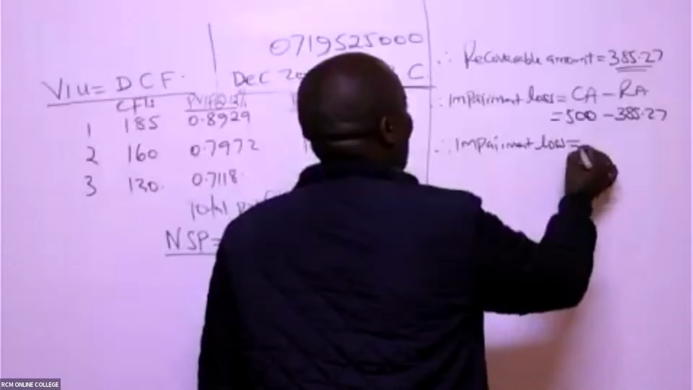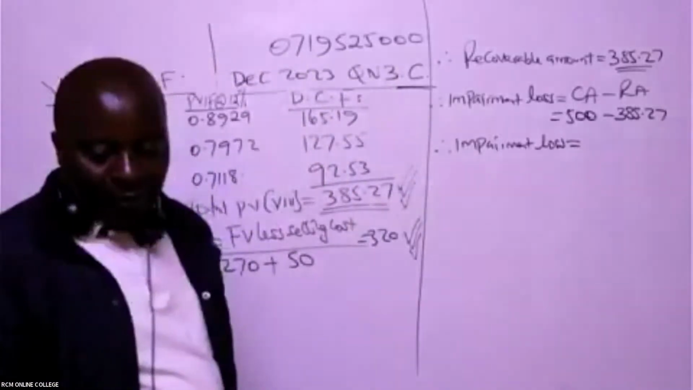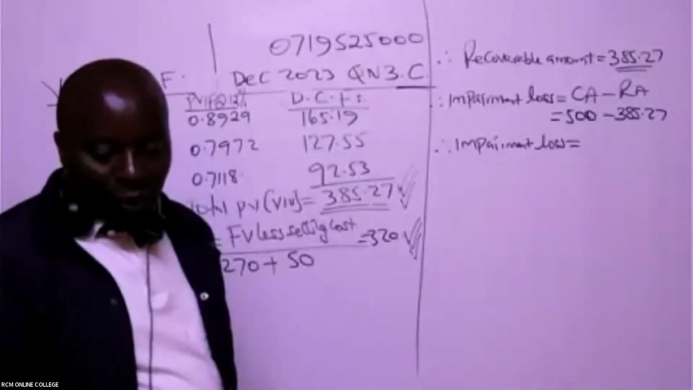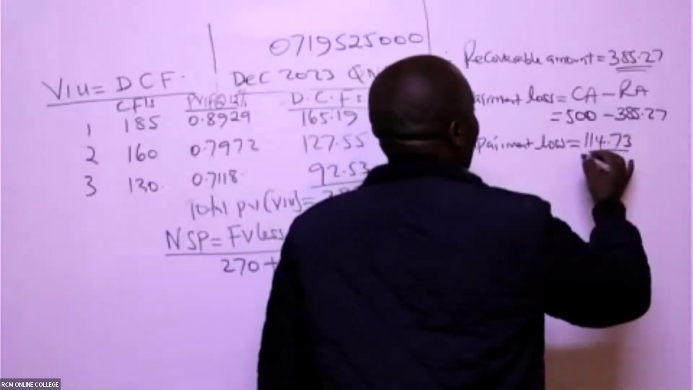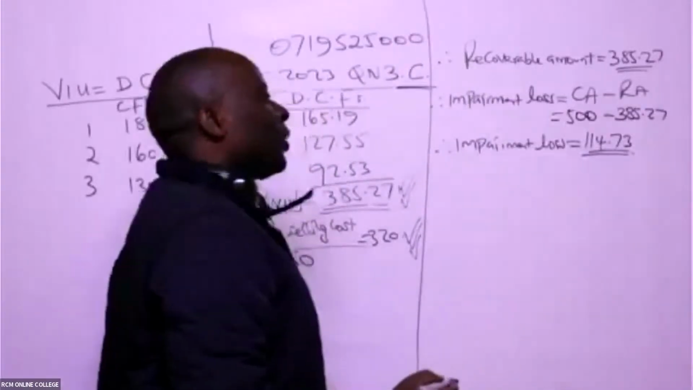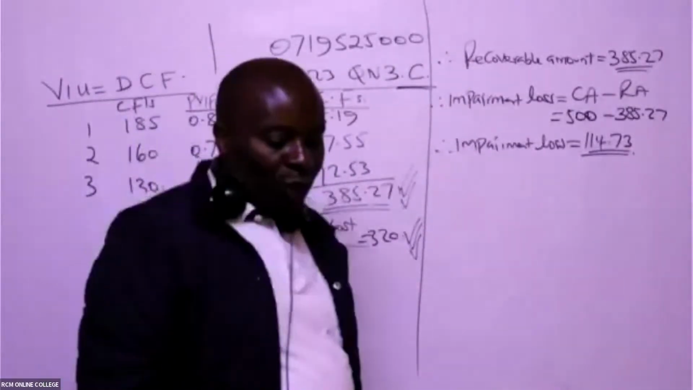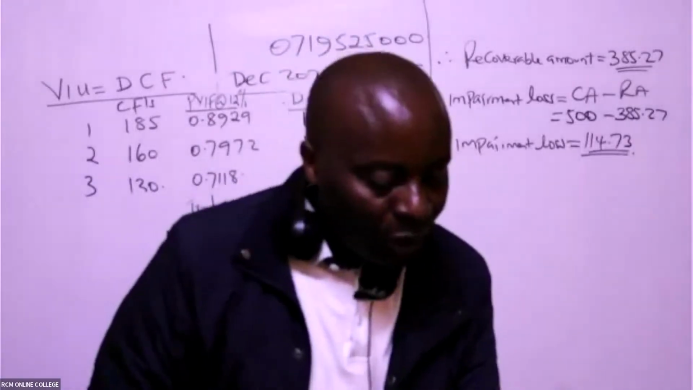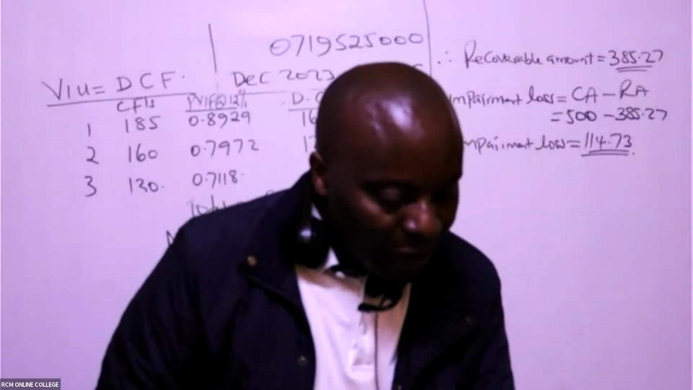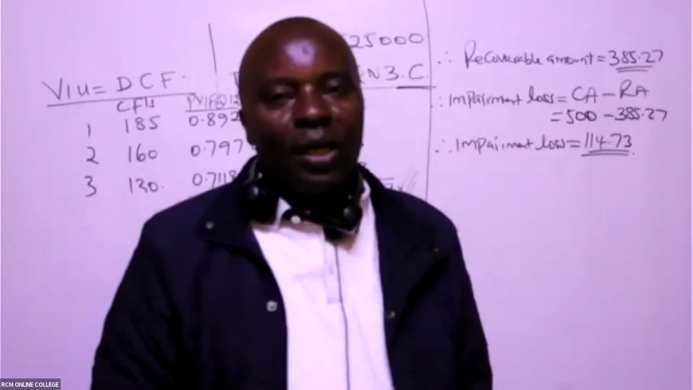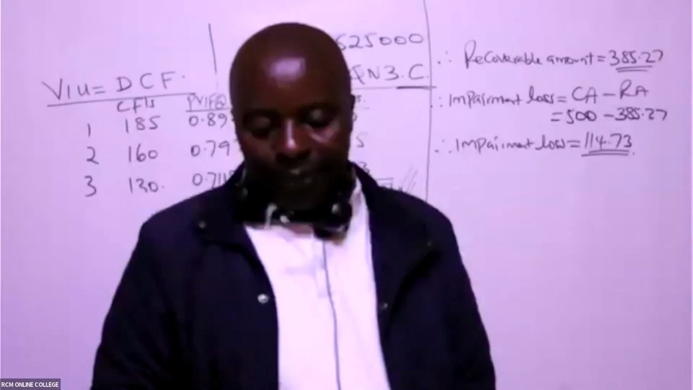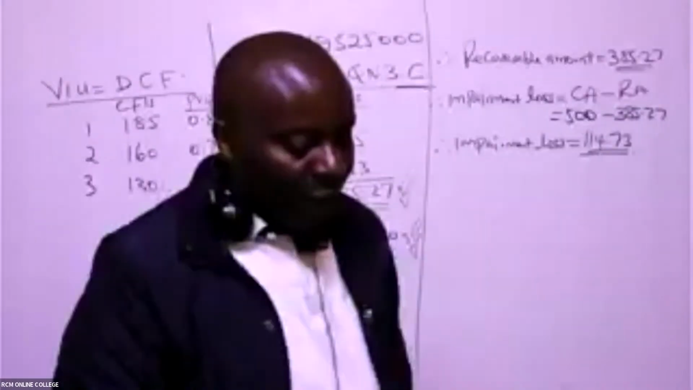Therefore, the impairment loss will be equal to how much? 114.73. So remember, you must always work with what the examiner wants you to do. In the requirement, number one, they wanted us to calculate the impairment loss to be recognized in the accounts of CGU Limited. And then number two, explain how the loss will be treated in the financial statements for the year.